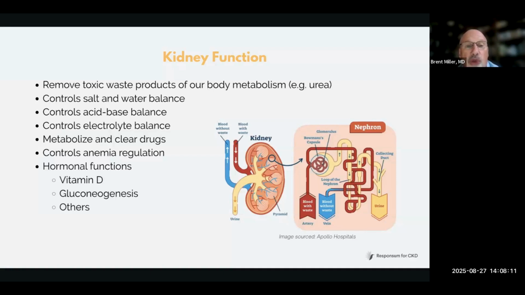The kidney controls salt and water balance. So that means, in some respect, every person who has high blood pressure has an issue with the kidney in one way or another. The kidney controls blood pressure. So if you have high blood pressure, you may not have kidney failure, but your kidney's not doing something right. The kidney controls acid-base balance. It controls electrolyte balance. It metabolizes and clears drugs.